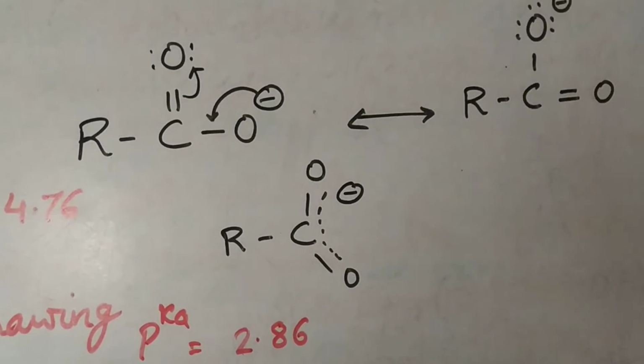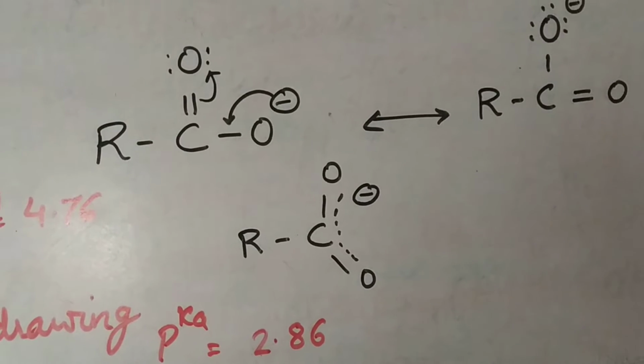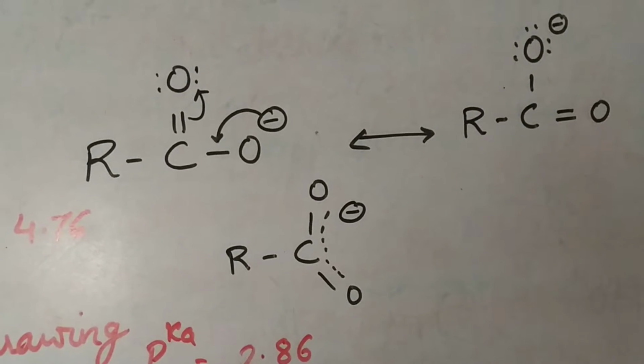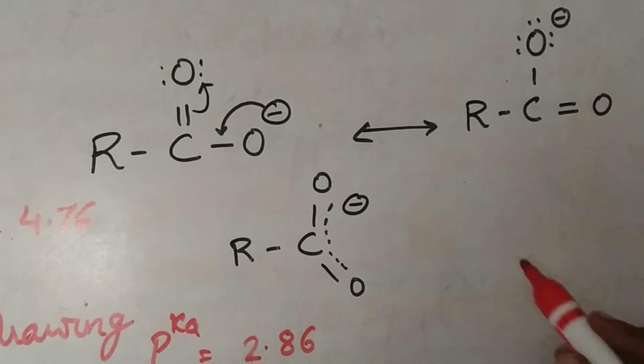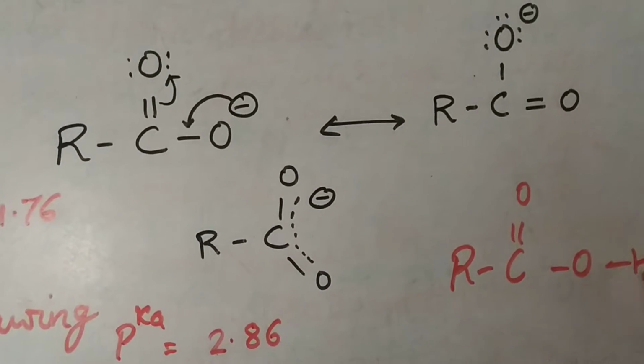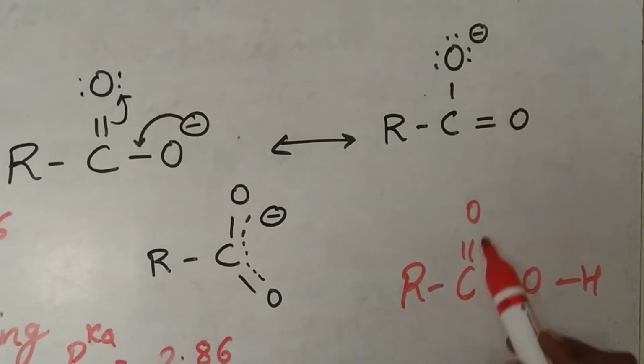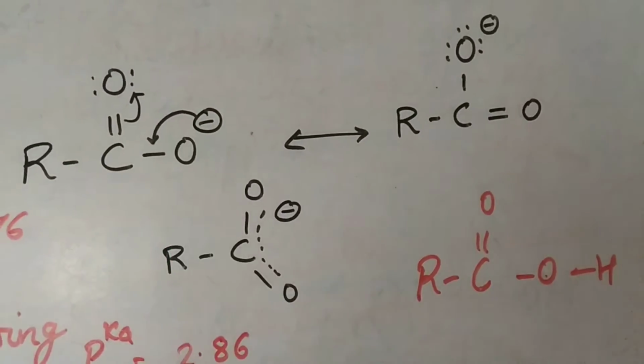So today we'll see the last point of this chapter. We'll see the resonating structure of carboxylate ion. Carboxylic acid is RC double bond O and OH. By losing H plus, there is formation of carboxylate ion RCOO minus. So this is carboxylate ion.